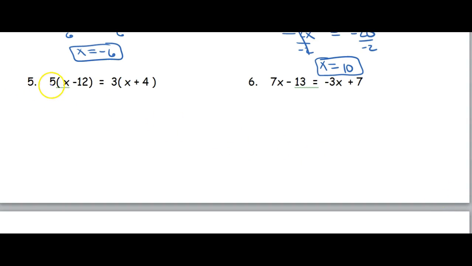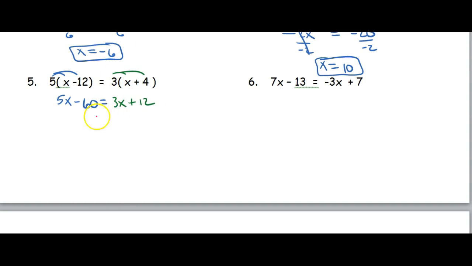If I look at number 5, I see parentheses on each side of the equal sign, which tells me I know I'm going to have to distribute. So, I go ahead on the left side, distribute the 5. 5x, and then 5 times negative 12 is going to give me minus 60, equals, distribute the 3, and I get 3 times x is 3x, 3 times 4 is plus 12.